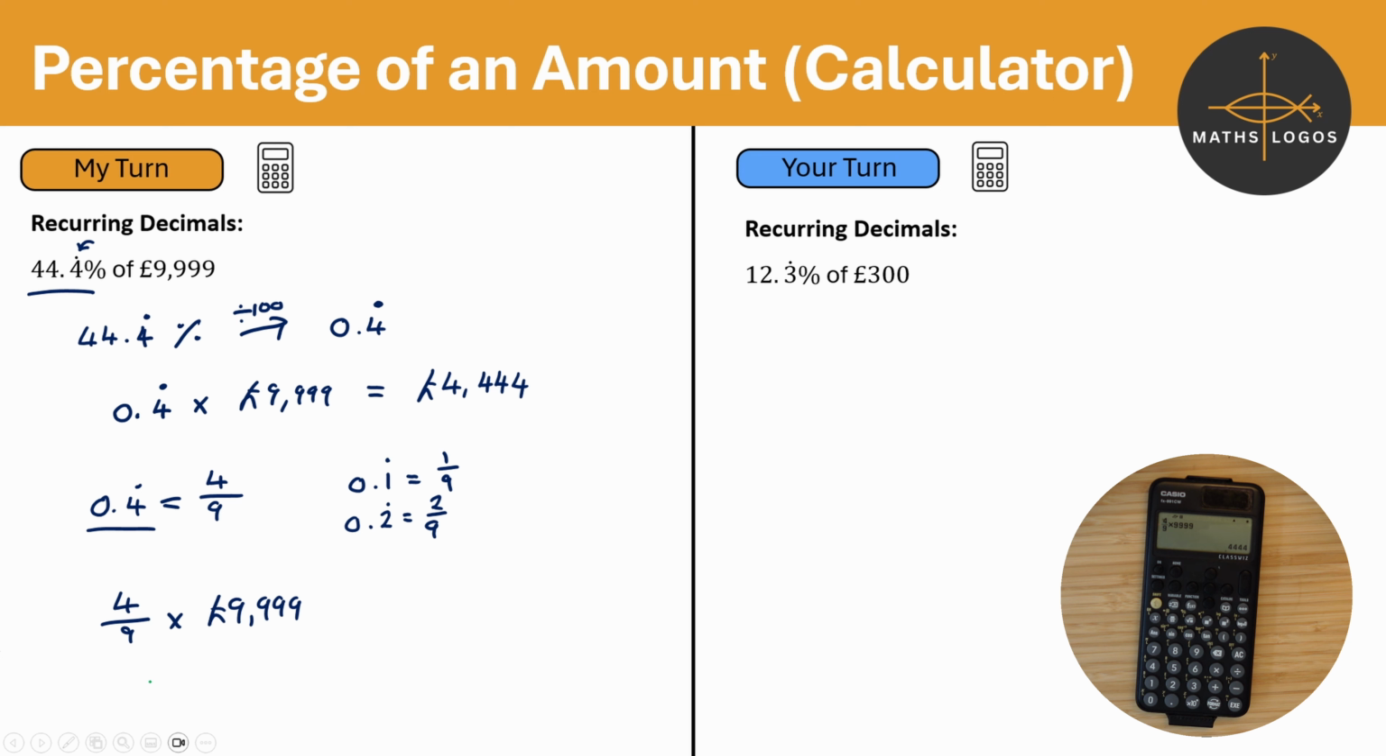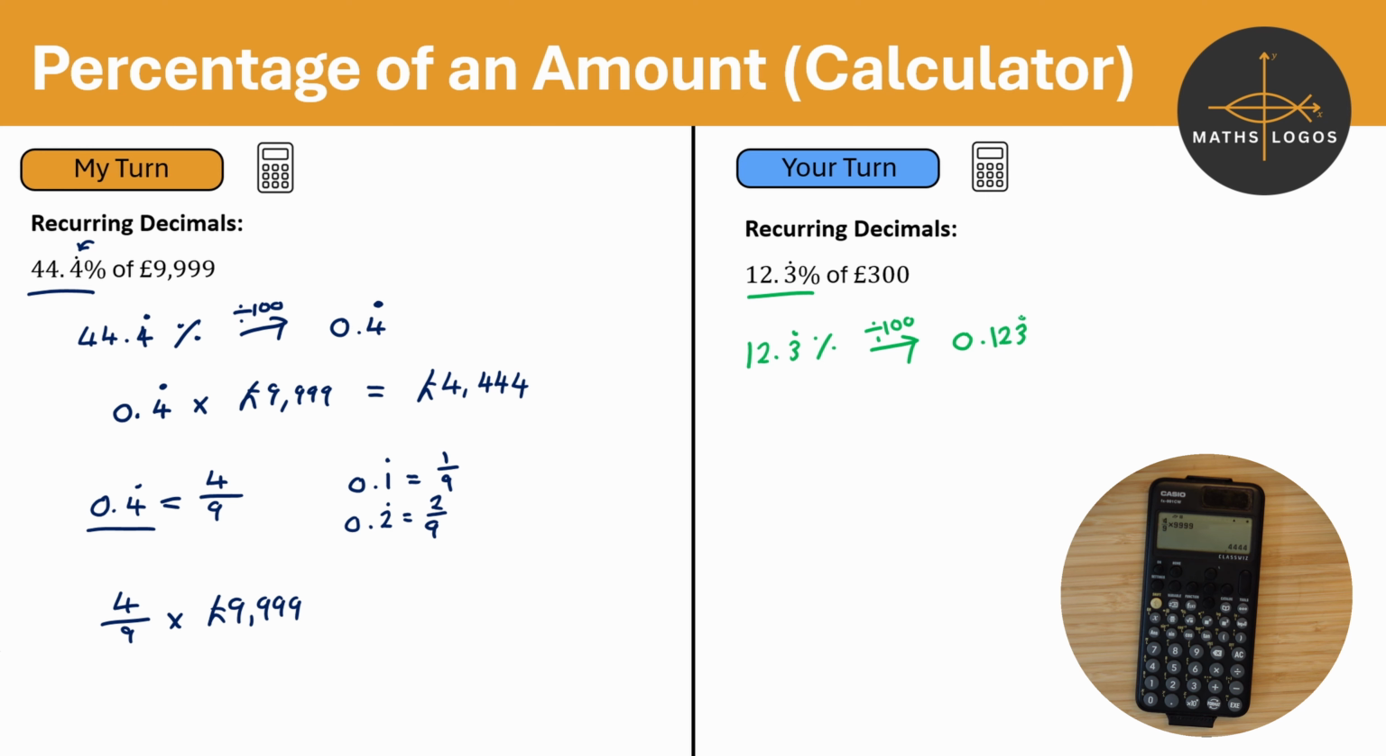Pause the video and give this question a go. So we want to work out 12.3% of £300. 12.3% we're going to convert into a decimal multiplier by dividing by 100. And that's going to give you 0.12.